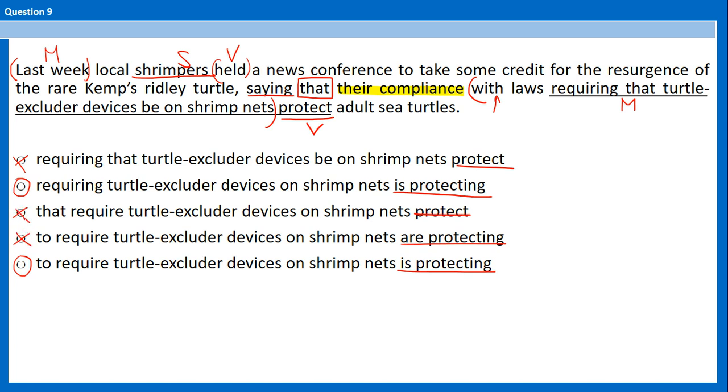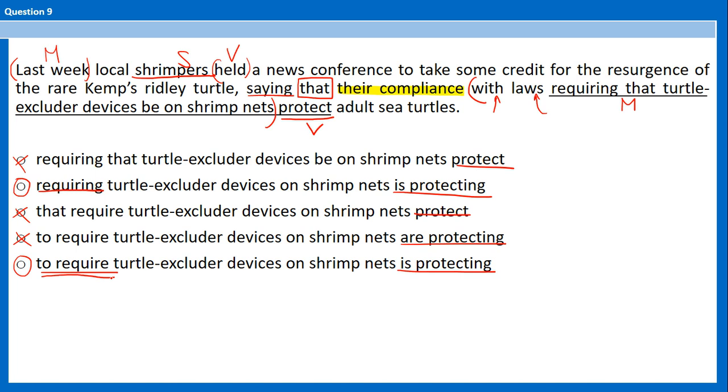Okay, so which one is better? Their compliance with laws requiring, laws to require. That's basically the only difference between them. The present participle requiring simply describes the laws requiring. The infinitive to require implies a purpose or an objective. So the objective of the laws would be to require the devices, and that changes the meaning again.